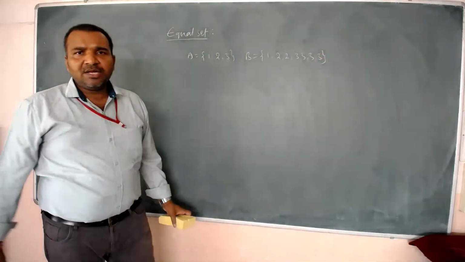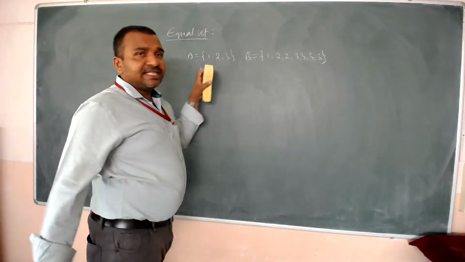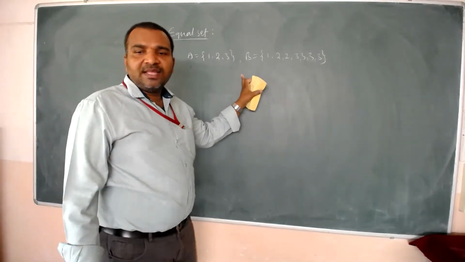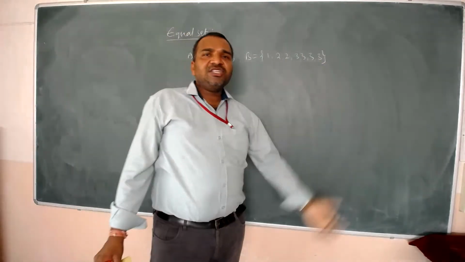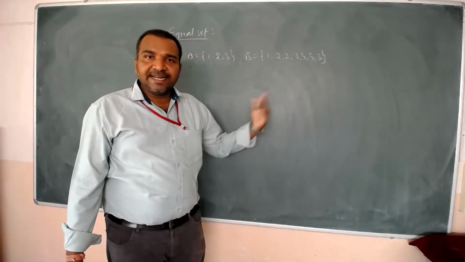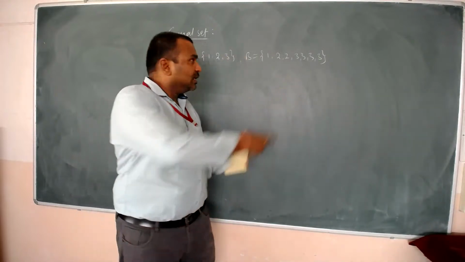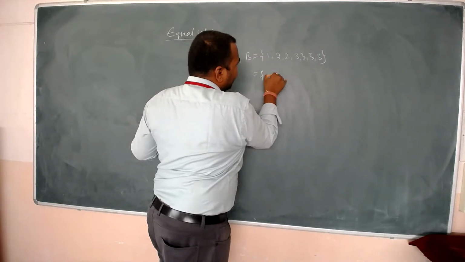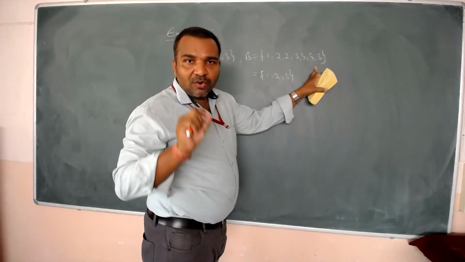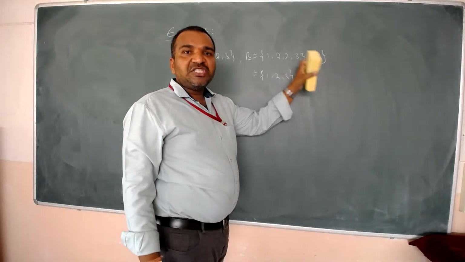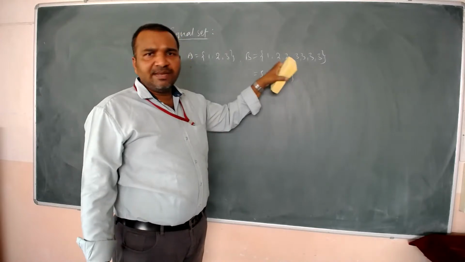Are they equal sets now? Yes, these are equal sets. Why? What are the elements in set A? 1, 2, 3. What are the elements in set B? Here also 1, 2, 3. Repetition of elements in a set is not allowed, meaning only one time. So it is nothing but again 1, 2, 3 only. If an element appears 10 times, we count it as one time only. Both are the same.